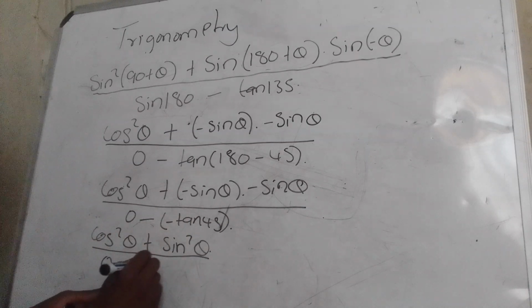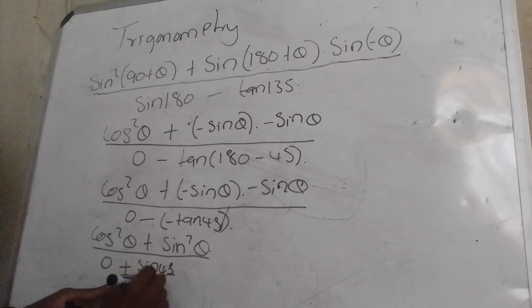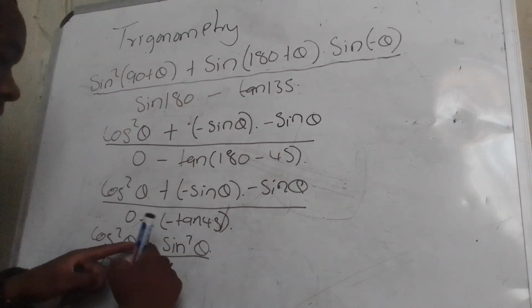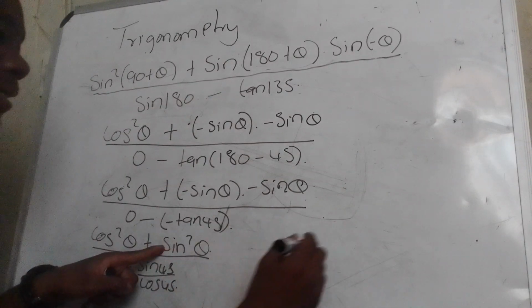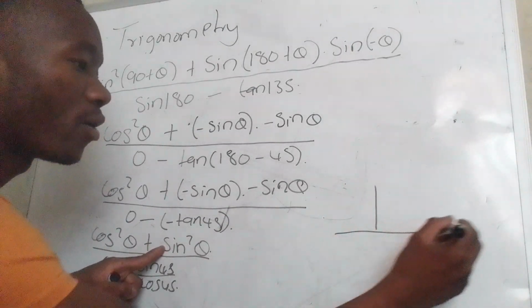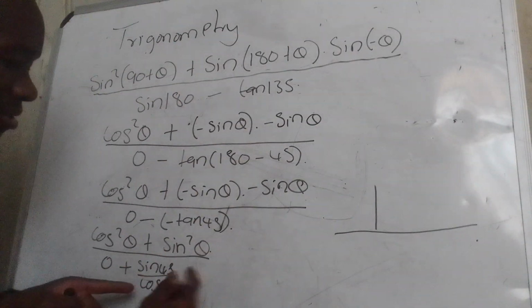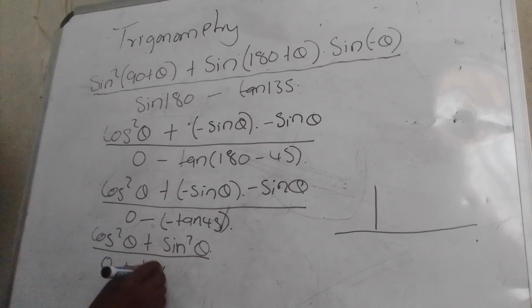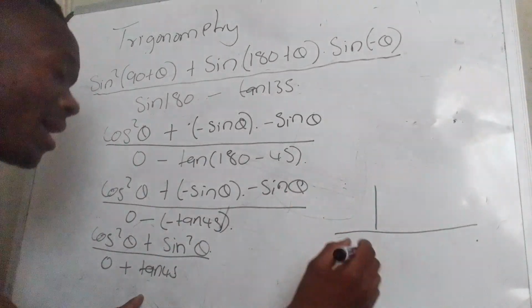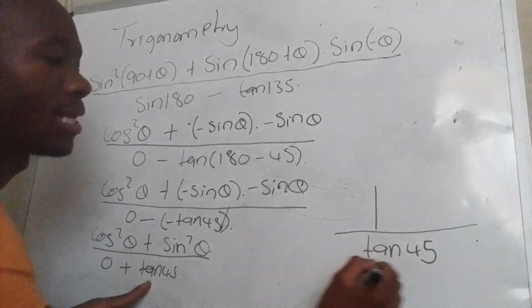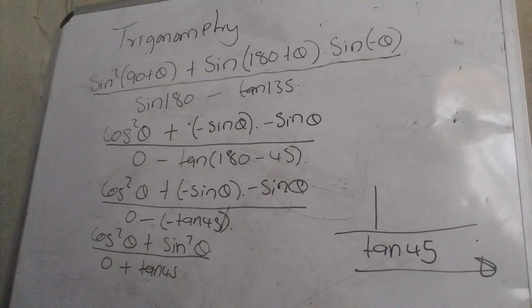We're going to have sine 45 over cos 45. Then cos squared theta plus sine squared theta is going to give us 1. It's 1 over, and as you change this one, we can say it's tan 45. So it's going to be 1 over tan 45. This is our final answer.